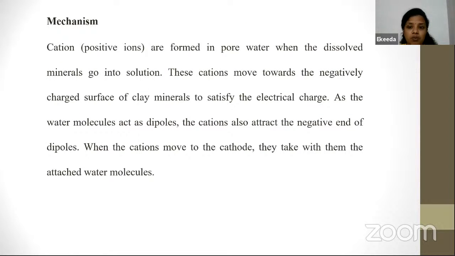Cations are formed in pore water when the dissolved minerals go into solution. These cations move towards the negatively charged surface of clay minerals to satisfy the electrical charge.